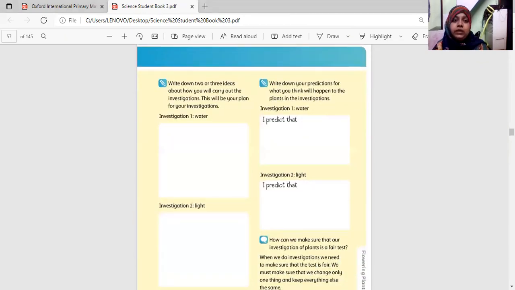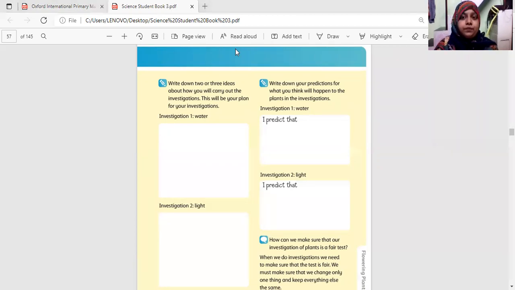Okay. Here, we'll be performing a small experiment. The experiment has two parts, water and light. In the first part, we will give water and we will give sunlight. So what will happen? The plant will grow nicely. But in investigation 2, what are we going to do? Light. If we do not give light to the plant, we will observe what happens to the plant.